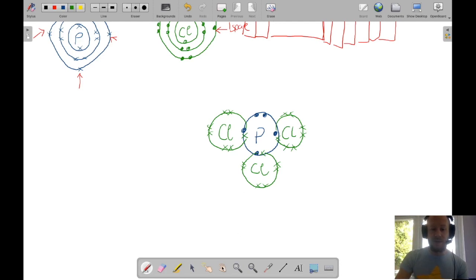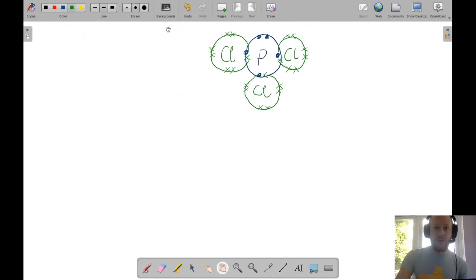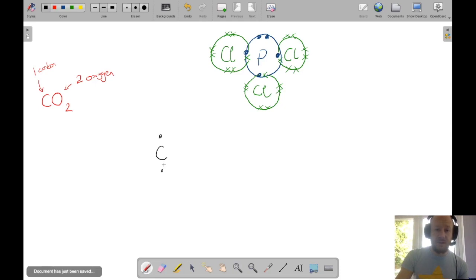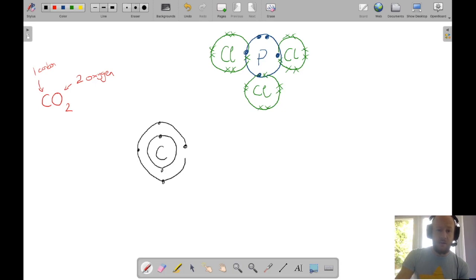double bonds is what we need to do. So, for a double bond, this one's a little bit tougher. Say you've got something like CO2. This means, again, that we've got one carbon and we've got two oxygens. Now, if we draw these out, carbon, remember it's element number 6. So we've got one, oh, let me just draw this in. 1, 2, 3, 4. There we go.